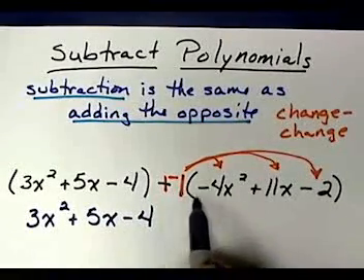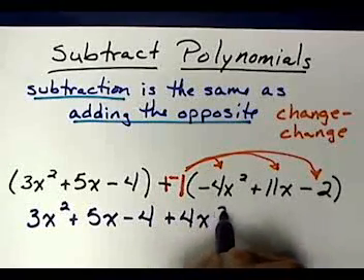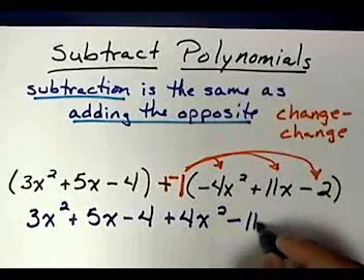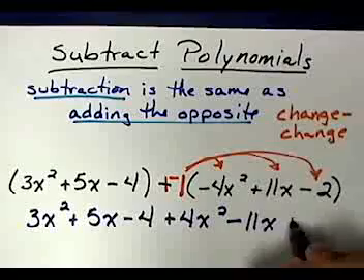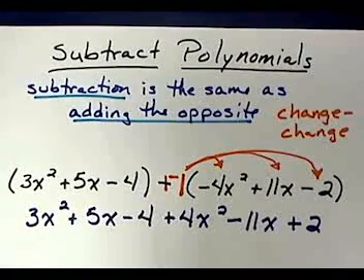But now we distribute. Negative times a negative makes it a positive 4x squared. Negative times a positive makes it a negative 11x. And a negative times a negative makes it a positive 2. Make sure you are multiplying, don't start adding things.